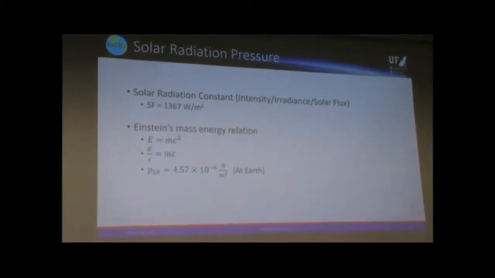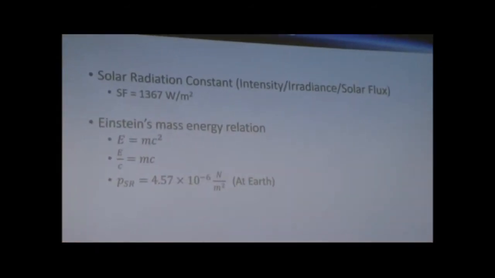So solar radiation pressure, where it comes from basically is the solar flux, basically the energy output from the photons coming from the sun. The solar radiation constant around Earth is about 1367 watts per meter squared. That's a variable number. It'll go up or down based on solar activity, but roughly speaking, this is a pretty good number. Most people use this number. It's a great number. Huge.